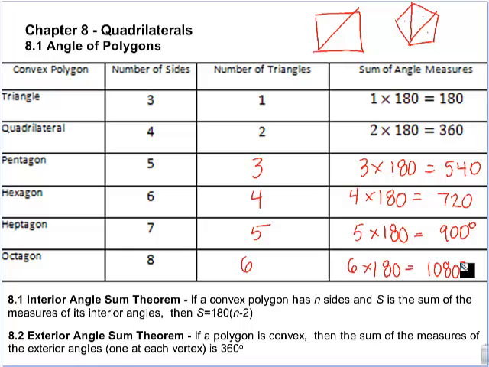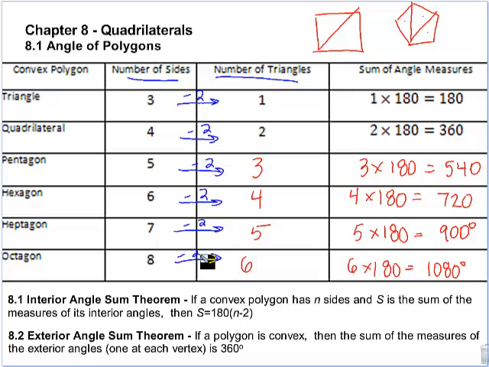Focusing on up here. There's actually a formula we can use to find this. Instead of creating a whole chart and then counting down to like a 20-gon, we can think of a formula. What I want you to pay attention to is the number of sides and the number of triangles for each of these rows. Do you see something that's consistent? It's always 2 less. So from the number of sides to the number of triangles, we're subtracting 2 every time. That's going to work the whole time.